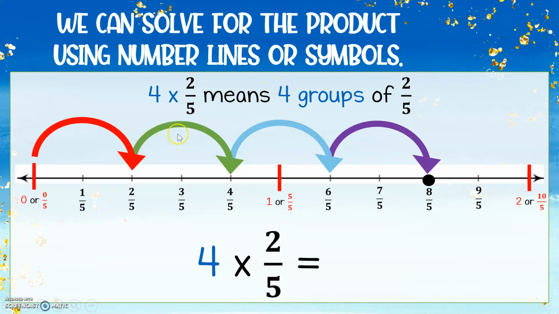So make sure the number of jumps represents the number of groups. So we learned from the number line that 4 times 2/5 gets us 8/5. Now let's see if we get the same answer solving with symbols.